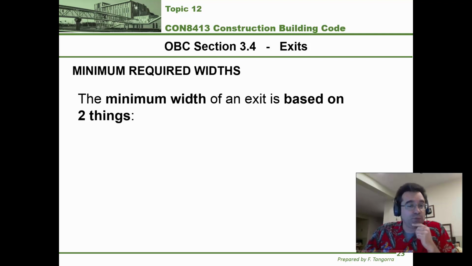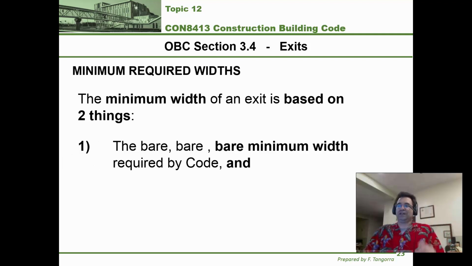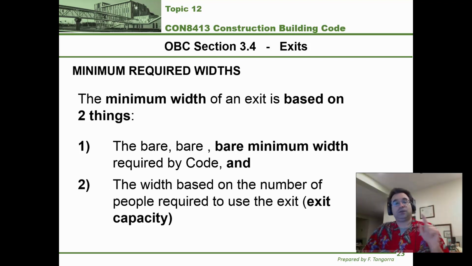The minimum required width of exits according to the Ontario Building Code for a Part 3 building is based on two things. The bare minimum required by the building code, that's a geometric minimum so that a single human can make it through an exit. And the width of that exit is based on the actual number of people using that exit. So the exit capacity, if you will.